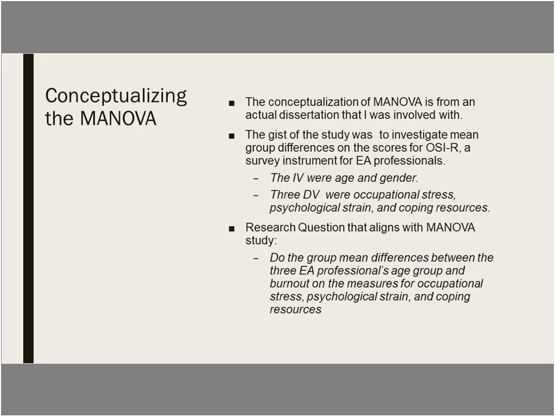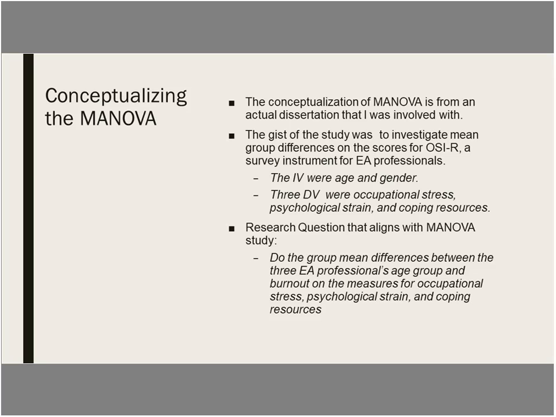So now we'll be conceptualizing the MANOVA. This was actually from an actual dissertation that I was involved with some years ago. The gist of the study was to investigate the mean group differences on the scores of the OSI-R. It's a survey instrument for experienced professionals. And the independent variables were basically age and gender. And then there are three dependent variables: occupational stress, psychological strain, and coping resources.